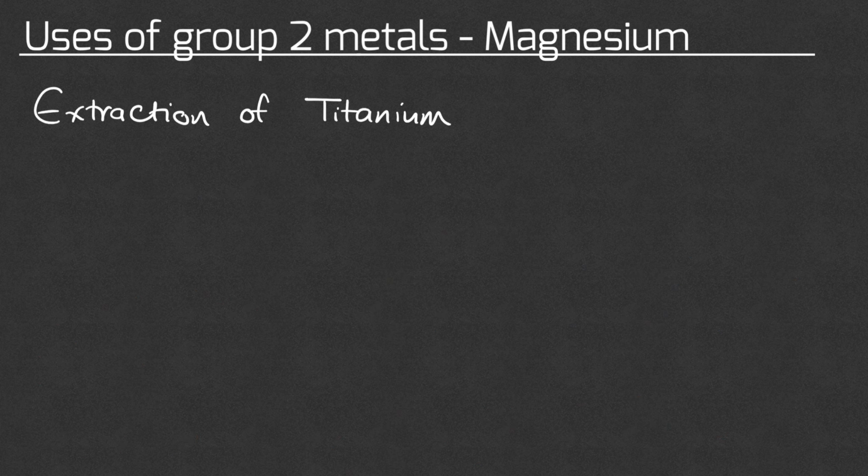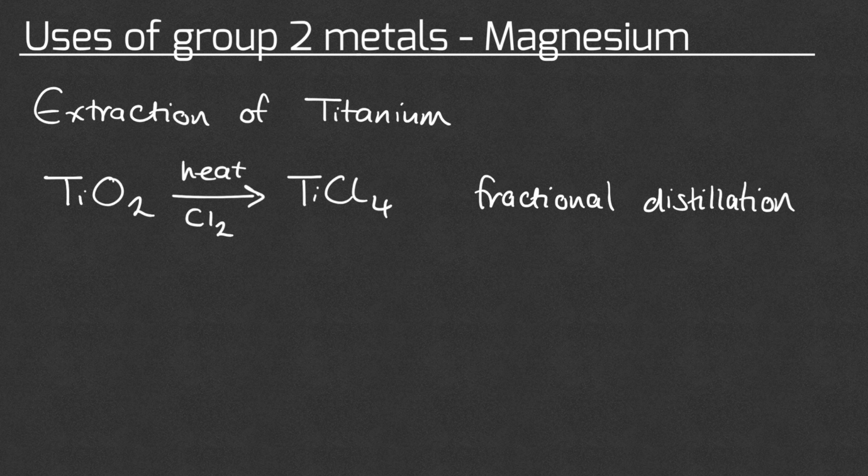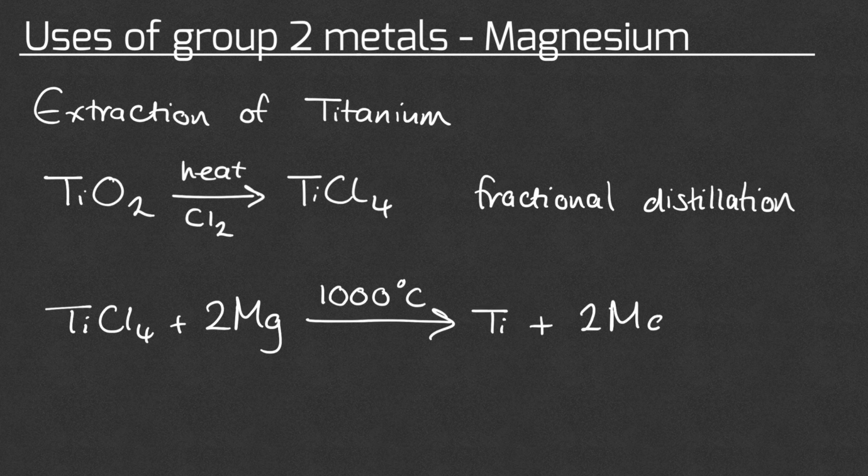We can use magnesium to aid in the extraction of titanium. So the main ore of titanium is titanium dioxide. If we heat this in the presence of chlorine gas, we form titanium chloride. This is then purified by fractional distillation. We then react the titanium chloride with magnesium at about 1000 degrees, and this will give us titanium and magnesium chloride.